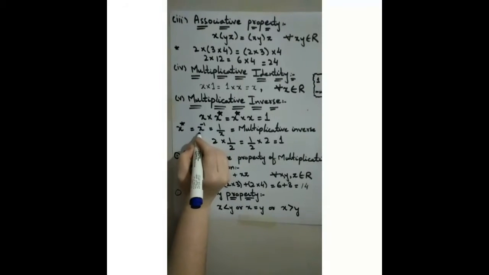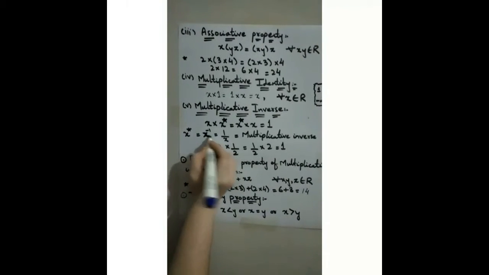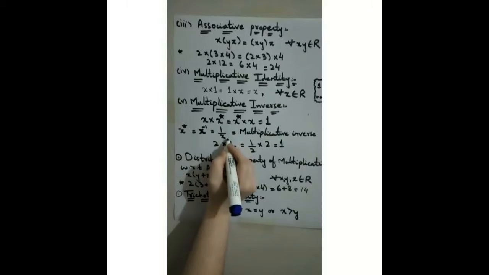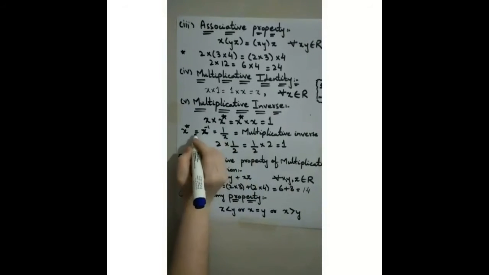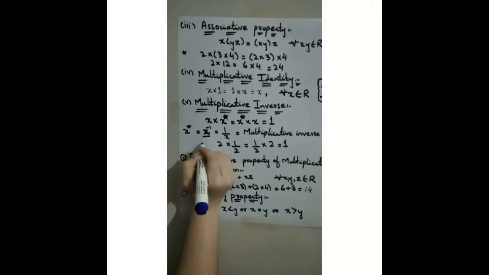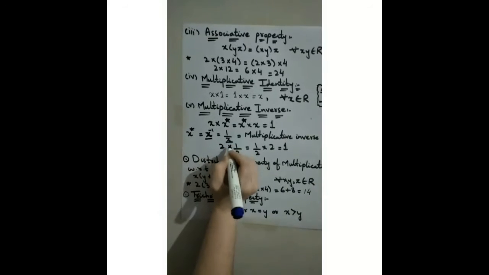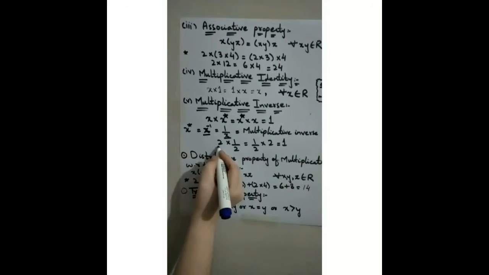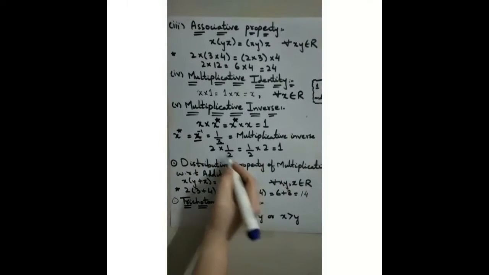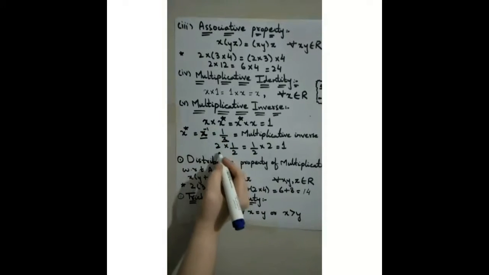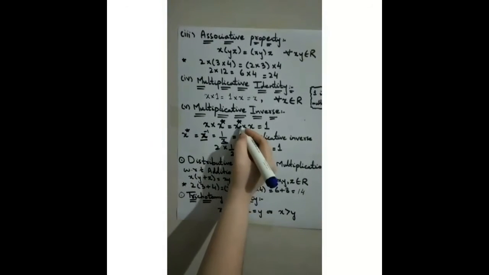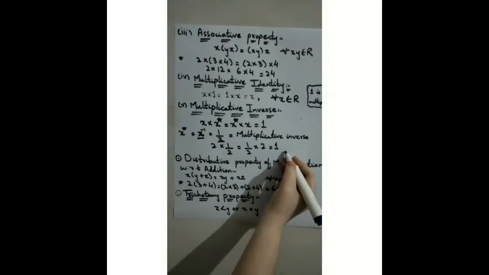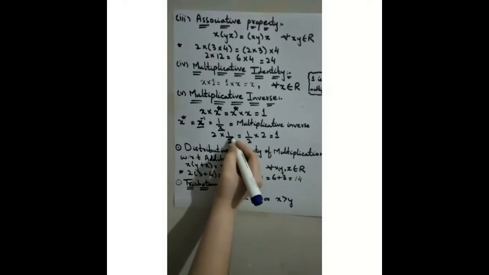It is also written as x to the power minus 1, which is equal to 1 upon x. I can say that this is the multiplicative inverse of x. 2 multiplied by 1 upon 2. According to the property, 2 multiplied by 1 upon 2 is equal to 1 upon 2 multiplied by 2, which is equal to 1. 1 upon 2 is the multiplicative inverse of 2.